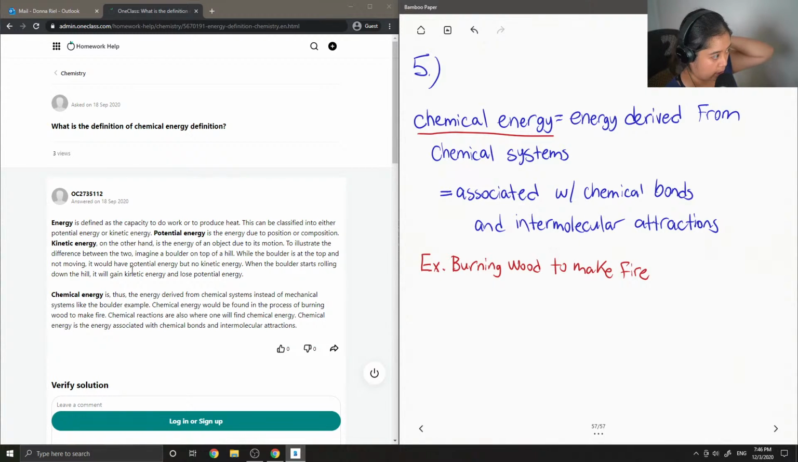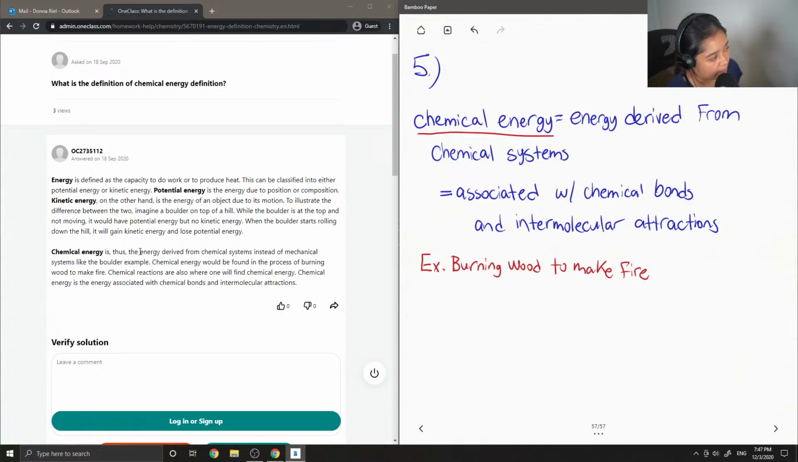Okay, so the junior tutor said, energy is defined as the capacity to work or to produce heat. This can be classified into either potential energy or kinetic energy. Potential energy is the energy due to position or composition, and kinetic energy, on the other hand, is the energy of an object due to its motion. To illustrate the difference between the two, imagine a boulder on top of a hill. While the boulder is at the top and not moving, it would have potential energy but no kinetic energy. When the boulder starts rolling down the hill, it will gain kinetic energy and lose potential energy.